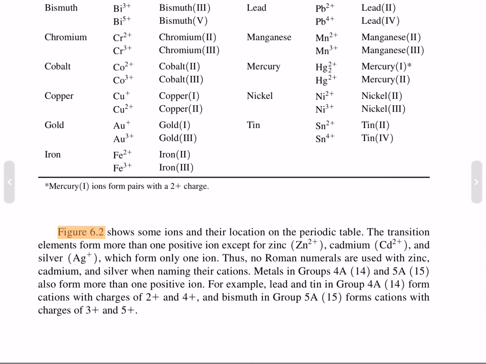Figure 6.2 shows some ions and their locations on the periodic table. The transition elements form more than one positive ion except for zinc 2+, cadmium 2+, and silver 1+, which form only one ion. Thus, no Roman numerals are used with zinc, cadmium, and silver when naming their cations. Metals in groups 4A and 5A also form more than one positive ion. For example, lead and tin in group 4A form cations with charges 2+ and 4+, and bismuth in group 5A forms cations with 3+ and 5+.